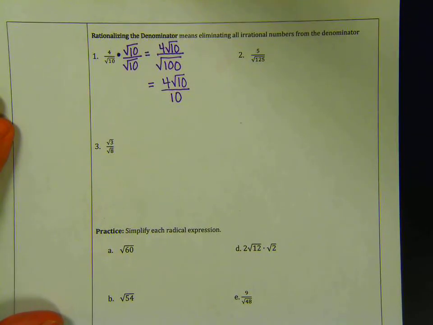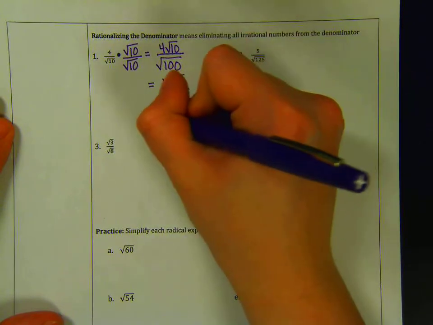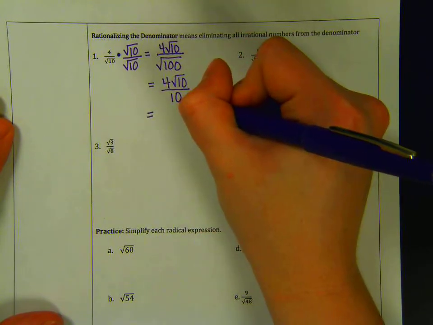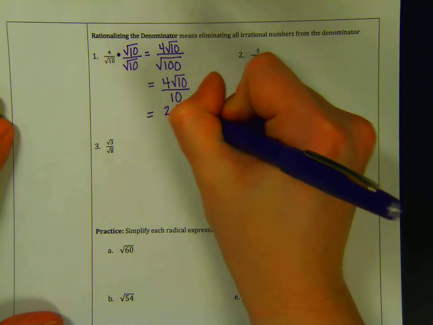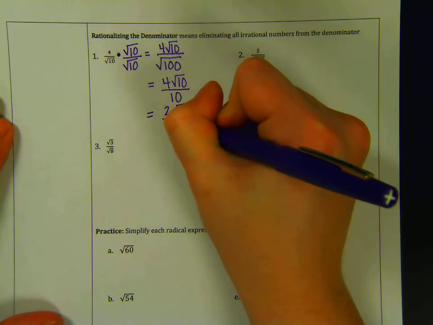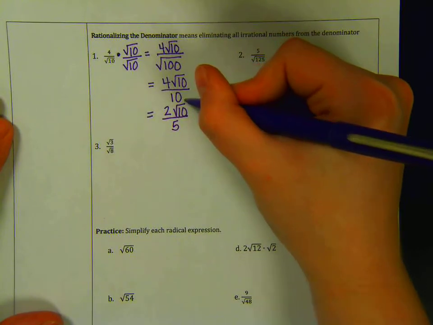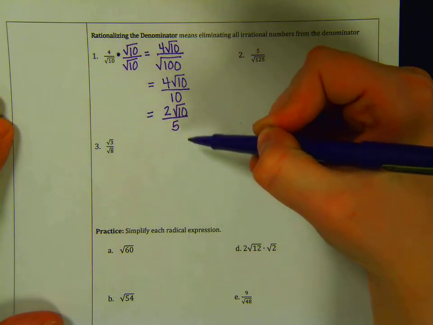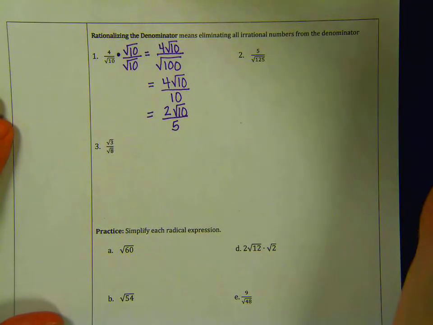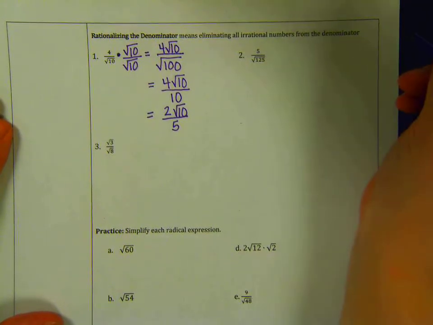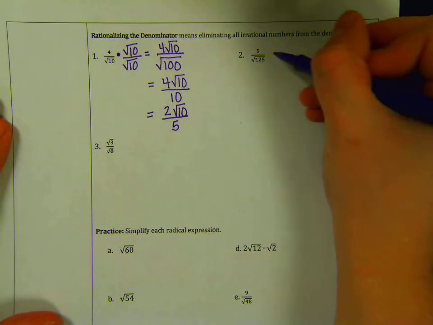Your last step is to simplify your fraction. So 4 over 10, if you reduce that, it is 2 root 10 over 5, because 4 over 10 is 2 over 5 if you reduce the fraction. Number 2 is more challenging. So there are multiple ways you could approach number 2, and I'm going to show you one way that's easier in my opinion. So the first thing that I would do is try and simplify what's already here.